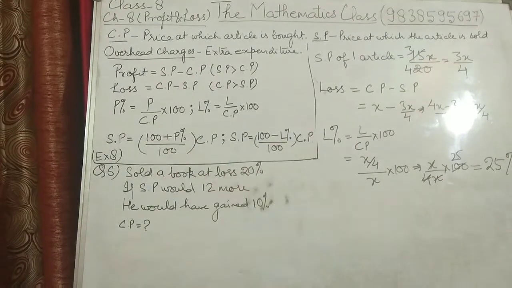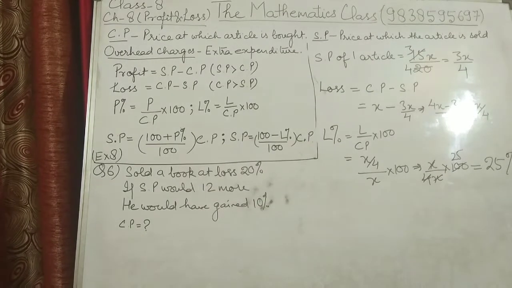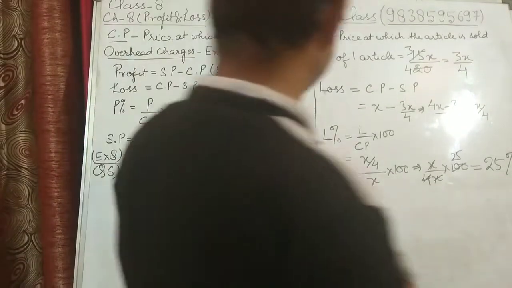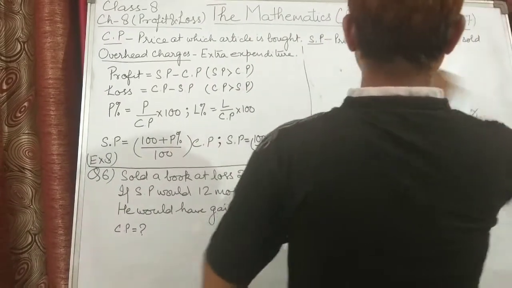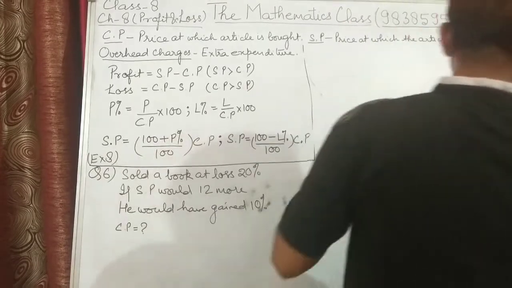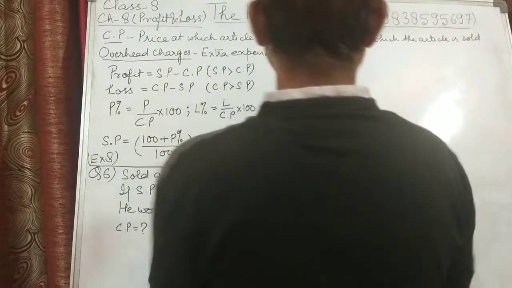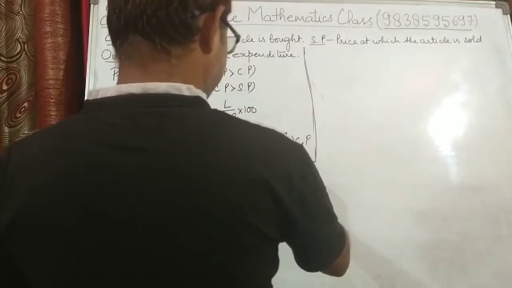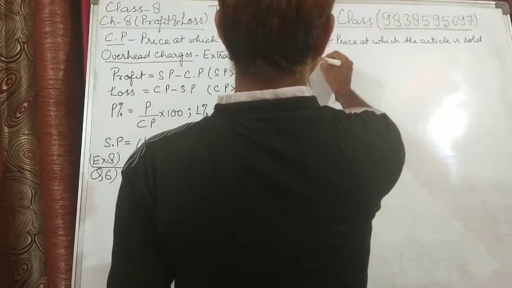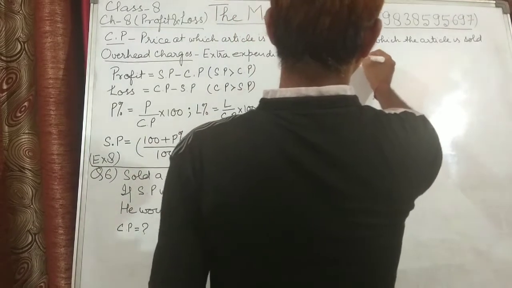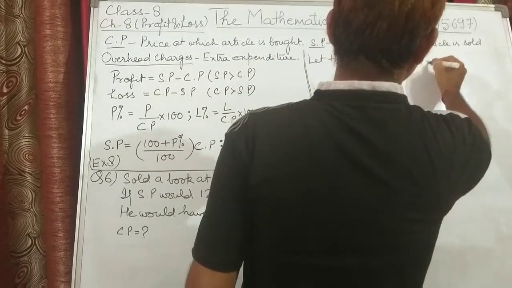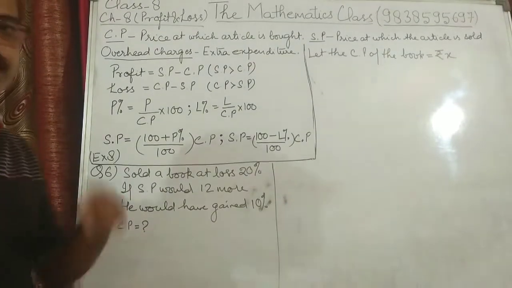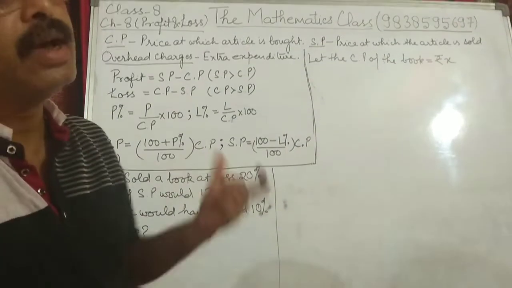Now, what we are going to do in this, we have to find the cost price. So the very first thing that we will do is, we will assume the cost price as a variable. Let the cost price of the book be rupees X. We have assumed let the cost price be X. Now we have to find the value of X.